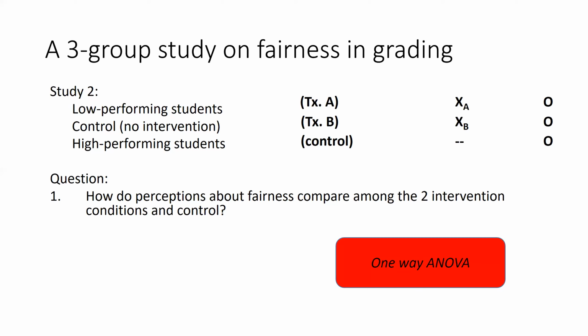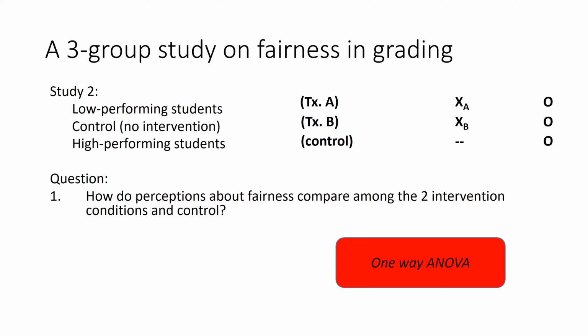In the data that we've looked at before, we had a study on fairness in grading. In the example I'm going to look at now, we have three groups of participants. One group participates in an intervention in which they study fairness practices in grading, particularly among low-performing students. We have a control condition, and we have a group of high-performing students. Note that on the right, the notation is presented in a slightly different order than on the left. Treatment A would be the low-performing students, treatment B would be the high-performing students, and the control is control.